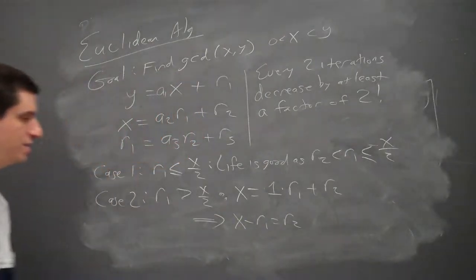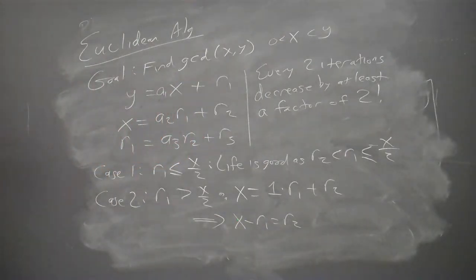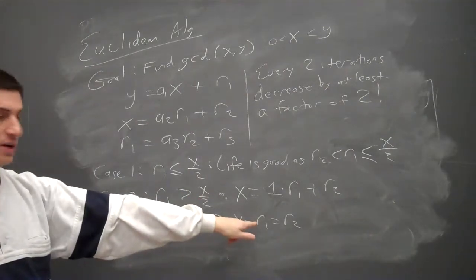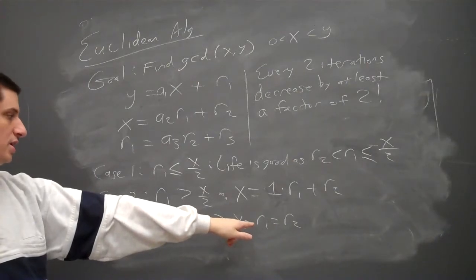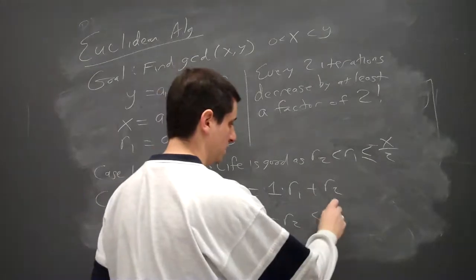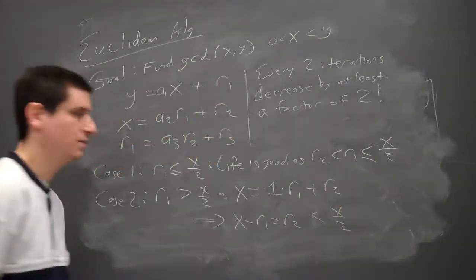But what do you know about x minus R1? Less than x halves. So R1 is greater than x halves. Yeah. So this has to be at most x over 2. So this is less than x over 2. And we win.